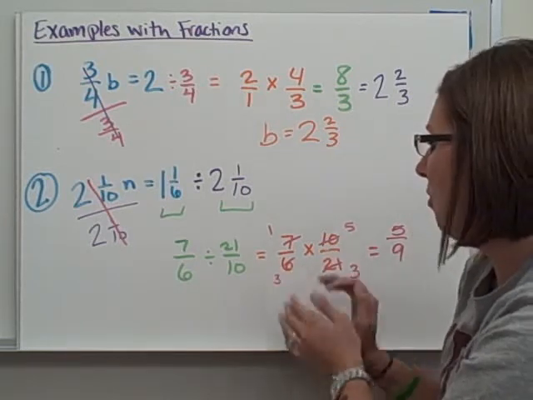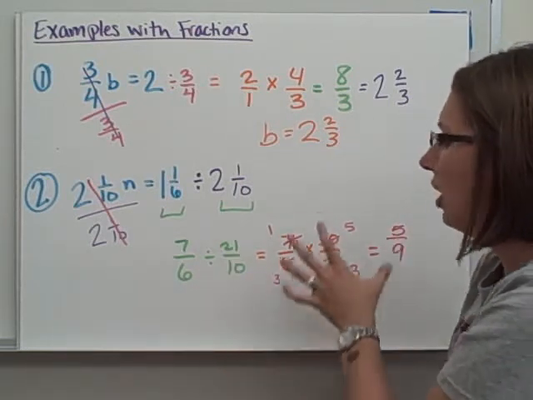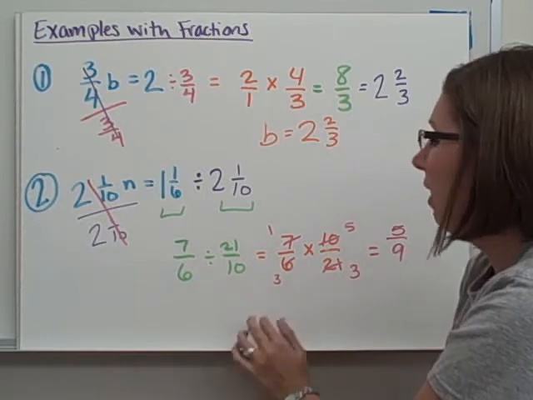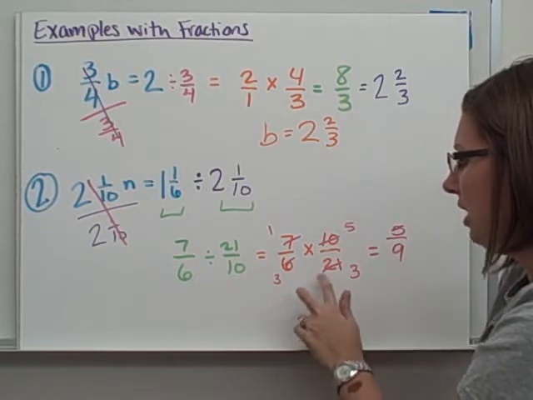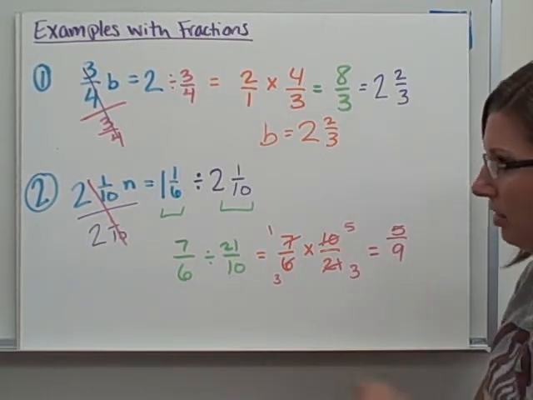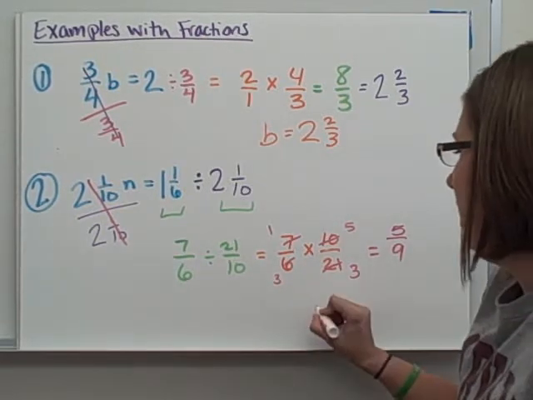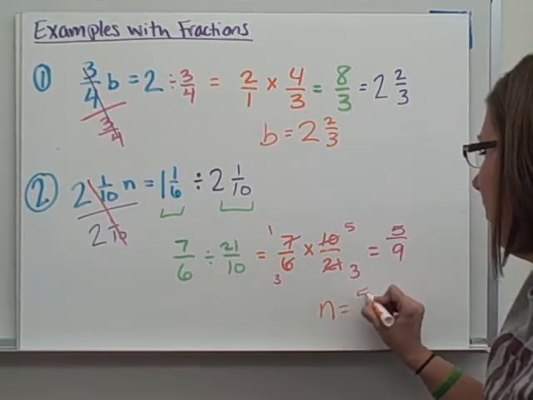So I've made this problem a whole lot easier by cross-reducing. Now I've got 1 times 5, which is 5, and 3 times 3, which is 9. So my final answer is n equals 5/9.